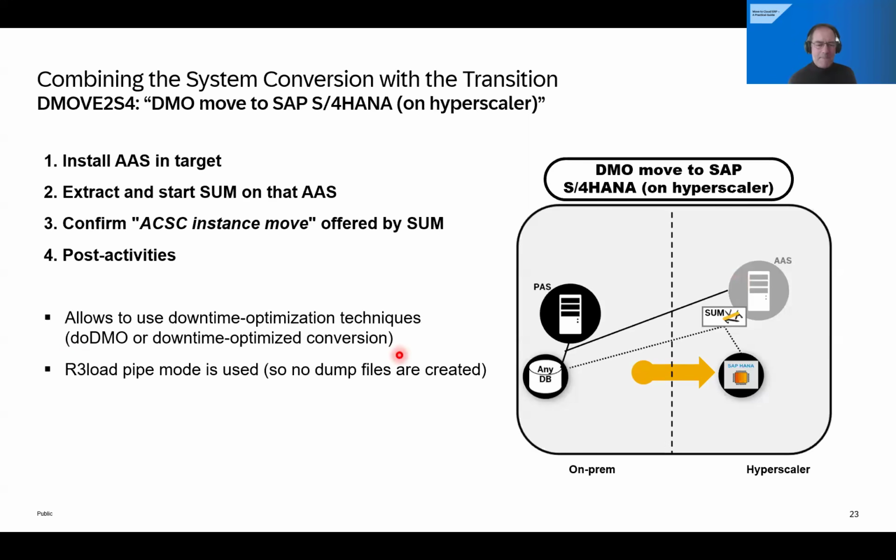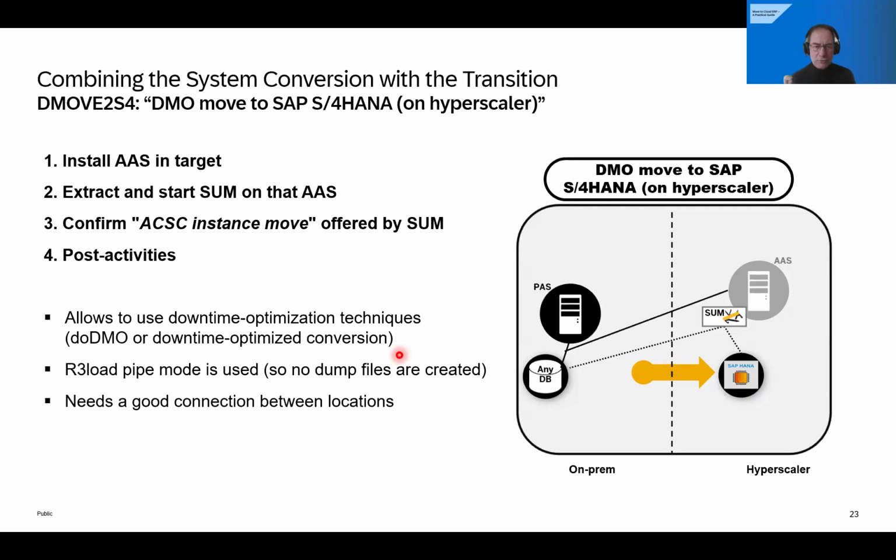That's the benefit. Another benefit is for those familiar with migration option, the software update manager is triggering this R3load. It's a kernel tool, and it's used in the pipe mode, so a very fast transfer of data from source to target and no creation of dump files.